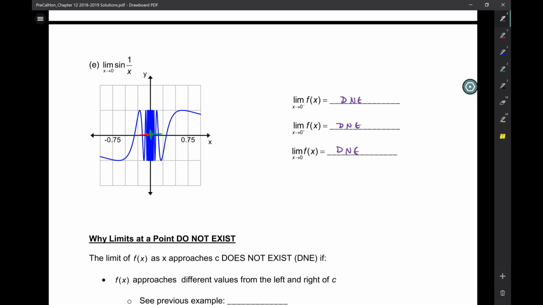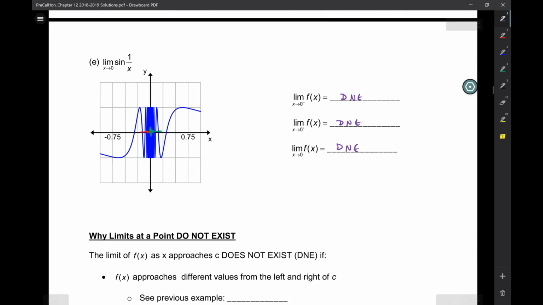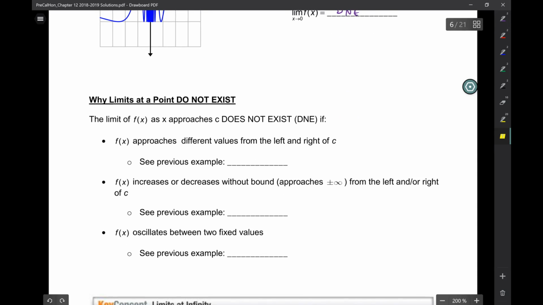The point is, the reason is, guys, if you put in a number close to 0, 1 over 0.00000 whatever, this is going to be sine of like 12 trillion, right? And what's sine of 12 trillion? I don't know. Once it gets there, I still don't know. Sine is oscillating. And when I get there, how do I know where it is? So it's DNE.